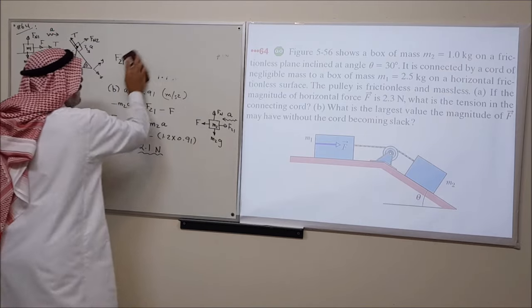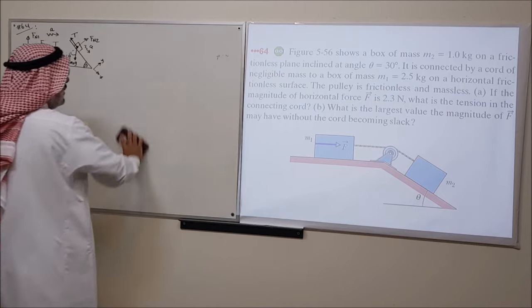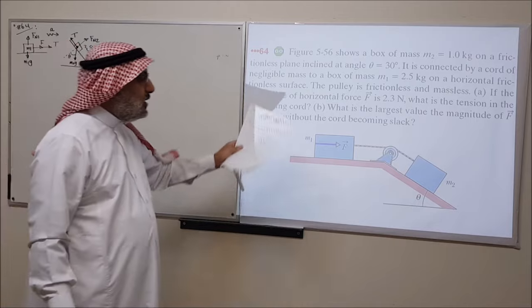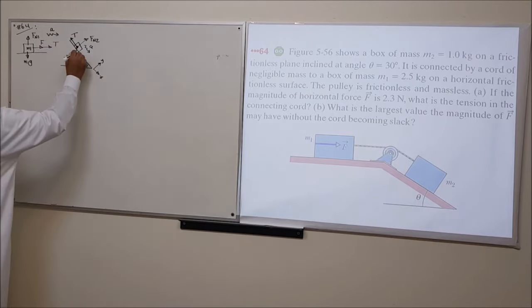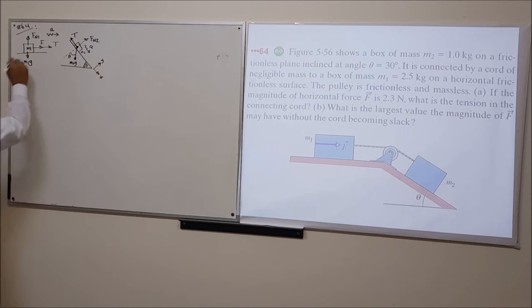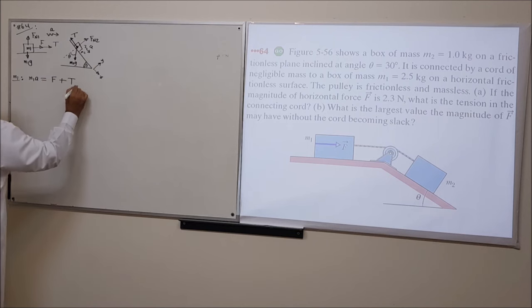Now we will write Newton's second law for each one of them. Solve the equation simultaneously to find the tension in the cord. If we start with M1, this is M2 here. Newton's second law says it's only motion in the x direction. So M1A is equal to the forces in the x direction, which are F plus T. This is our equation number one.